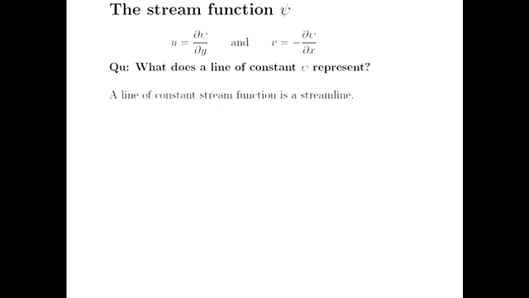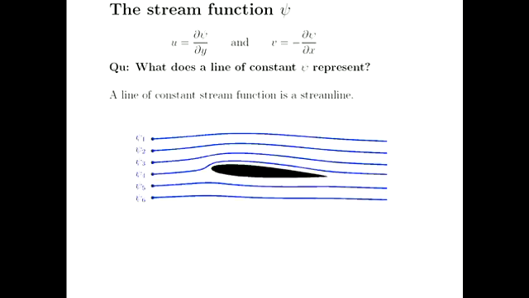That's the equation for a streamline. So a line of constant stream function is a streamline. That means psi has a constant value along all of those lines that I sketched around that aerofoil earlier, which you also won't remember, I guess. But I did do that. The other question we might ask is, does the value of psi have any meaning? And it does.